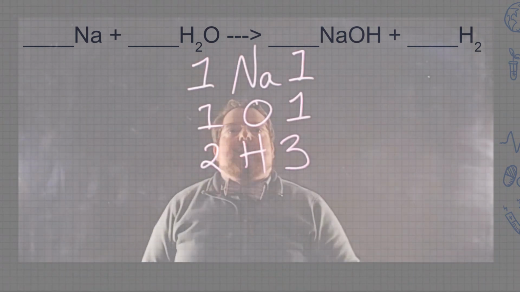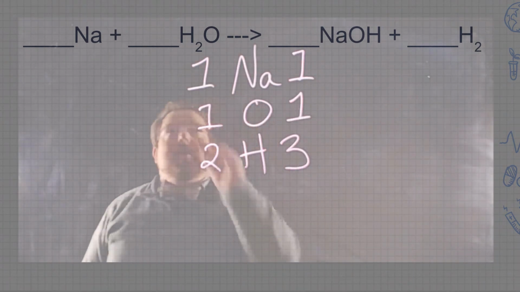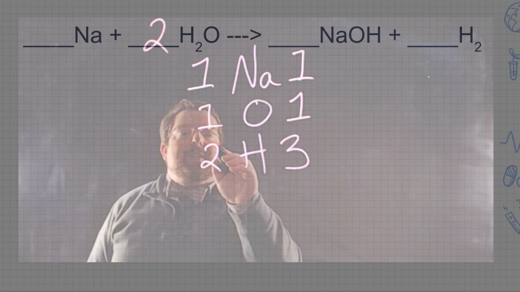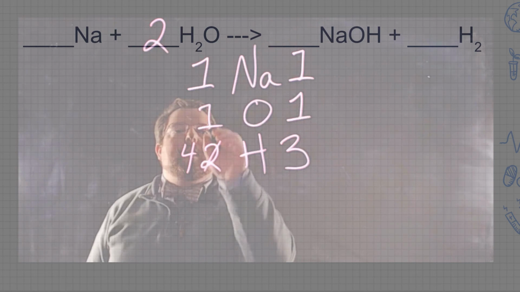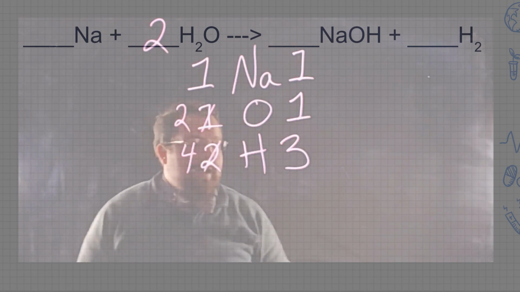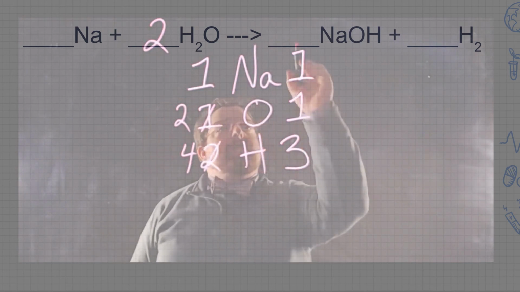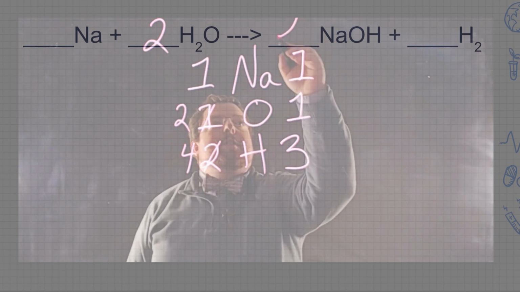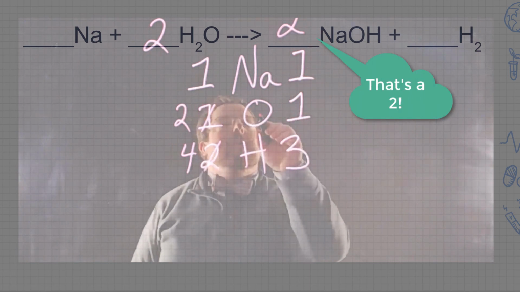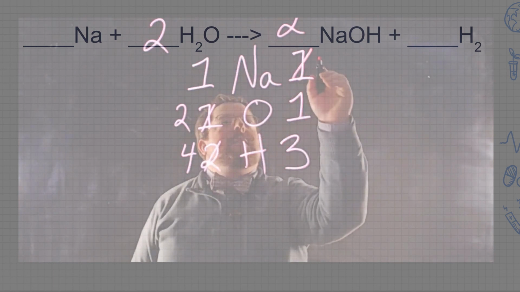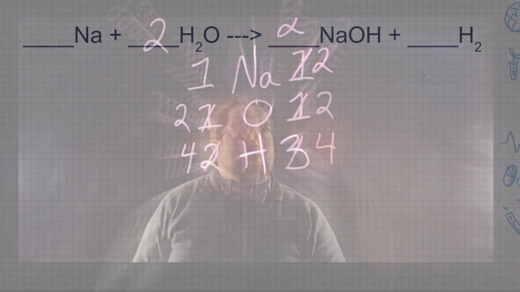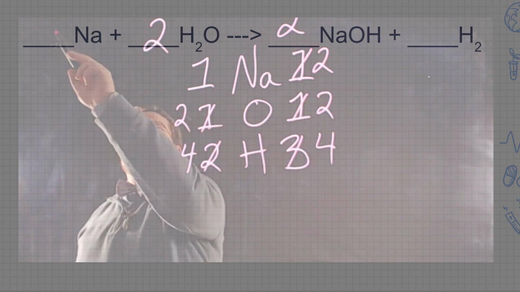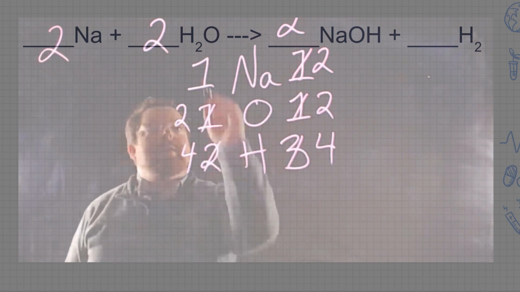So the first thing we see unbalanced is the H's. So if we put a 2 here in front of H2O, that changes the H's to 4 and the O's to 2. And then you change the NaOH coefficient to 2, which would fix our O's now that they're messed up, but it also messes up our Na's. That's okay, because we can fix the Na's pretty quickly by putting a 2 over here in front of that Na, and now we're good to go.